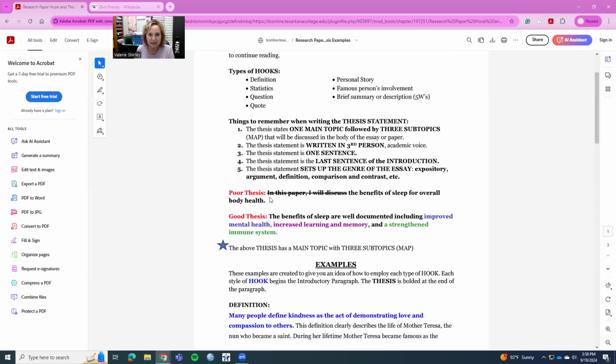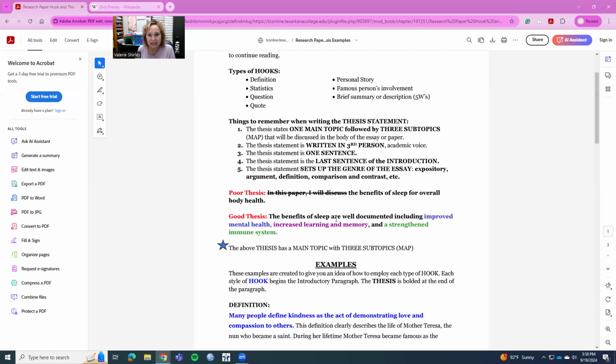Here is this bad thesis. In this paper, I will discuss the benefits of sleep for overall body health. We never say what we're going to be doing in the paper. Notice that when I remove those things, the paper has more of an academic tone to it. Here is the good thesis.